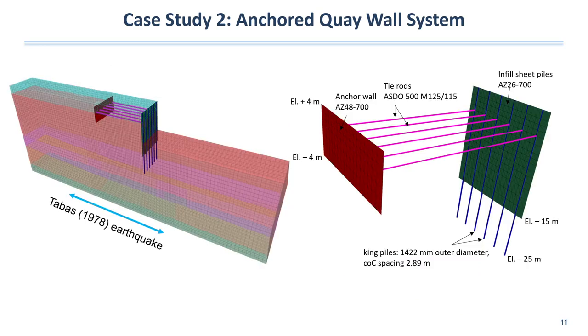So the FLAC3D program can model the structure pretty well. So here is the structure we have. Here we have the key wall with the king piles with a 14 to 22 millimeter outer diameter. We have the inferior sheet pile with the AZ pile, and we have the anchor wall here. So the anchor wall is connected to the key wall using a system of tie rods spacing about 2.9 meters.